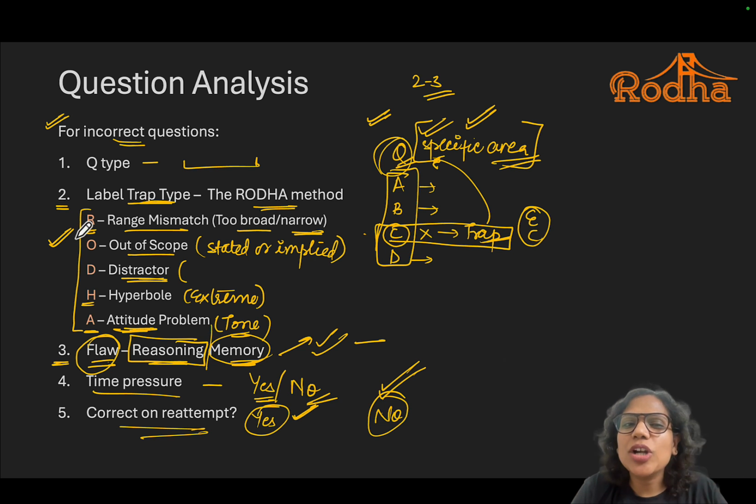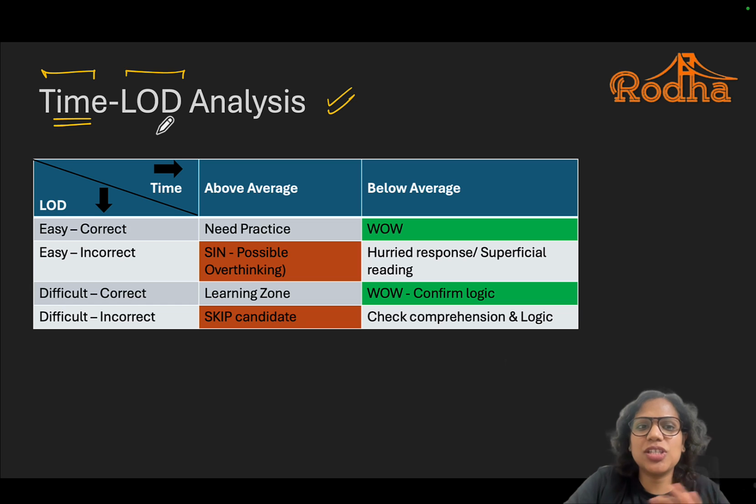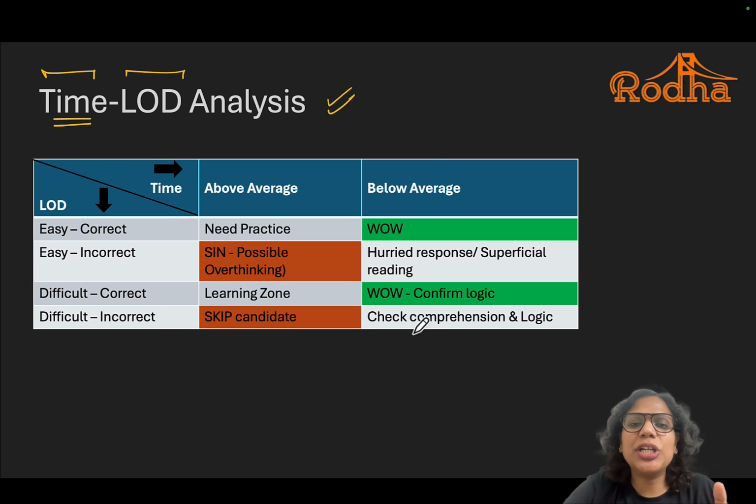And now what else? I think you should analyze your questions according to the time that you spent on each question and what its level of difficulty was. So this is a time LOD analysis. I am sure this is something that you intuitively know, feel. I have just codified it for you. So if the time spent on a question was above average, it was easy and you got it correct also, right?